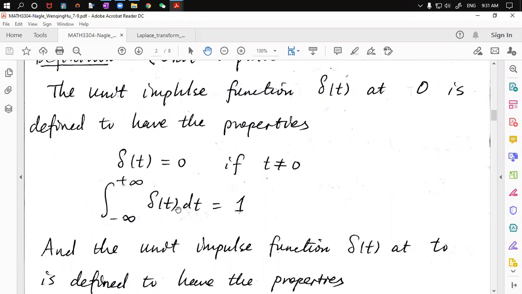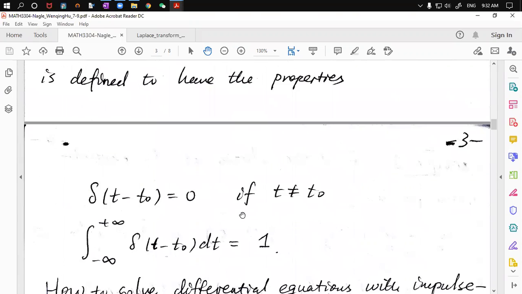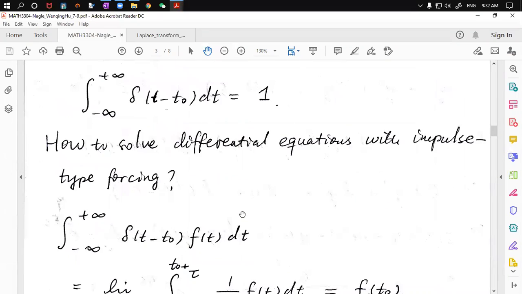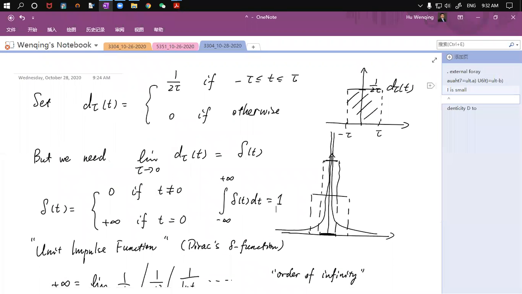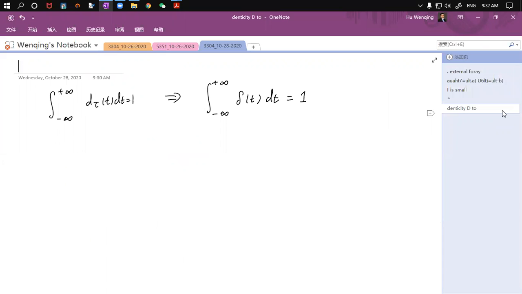But then the integral of the delta function on the whole interval is going to serve as a unit 1. Is that a good family? Okay, so this is a good unit impulse function. So that's going to be the unit impulse function that we're going to talk about.